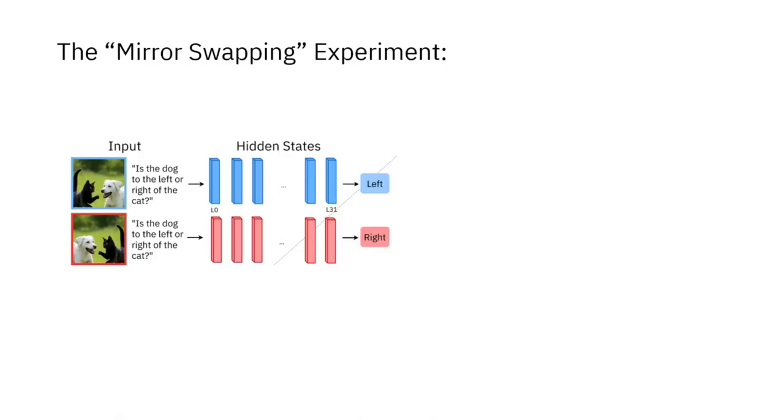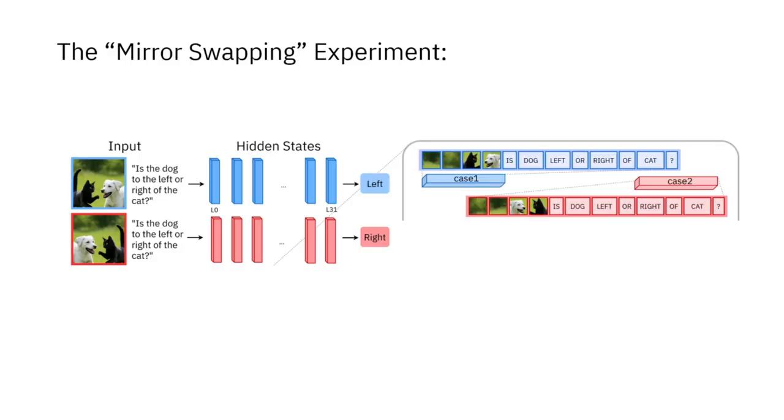To do that, we set up the mirror swapping experiment. In this experiment, for each image and spatial query, we have a mirrored counterpart. The mirrored counterpart is exactly the same prompt, except the image is mirrored horizontally. Since the image was mirrored, the model's output logits should also be opposed. Zooming in on the activations from some random layer should enable a view of these patch and token level latent vectors, and you can see that the token activations are all the same, whereas the image patches will be reversed.